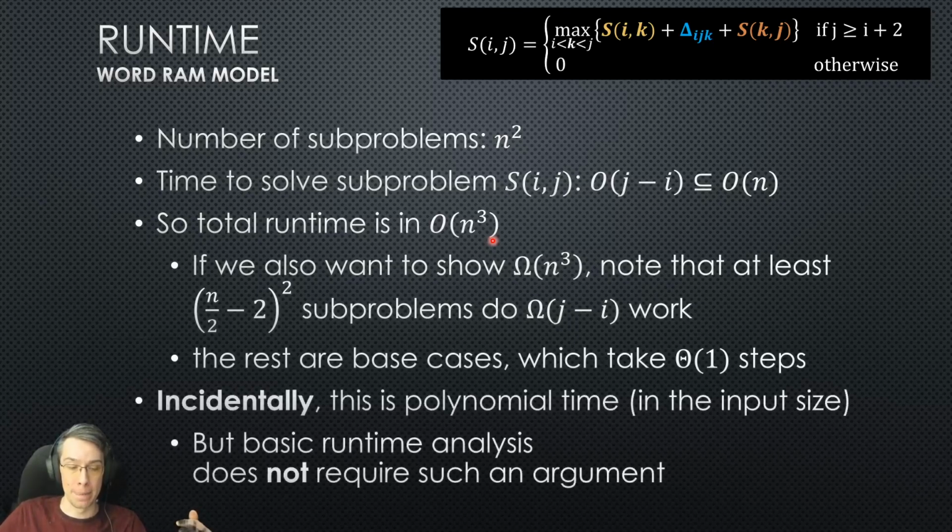Okay. Incidentally, this happens to be polynomial time in the input size, but I want to make the point that basic runtime analysis, doing this order n cubed analysis, does not require an argument that this is polytime in the input size. You only have to reason about the input size if we ask you to prove something along the lines of that claim, that this algorithm is polytime in the input size. If we ask you to prove that, then you need to think about the input size.